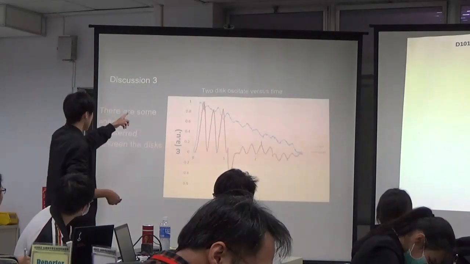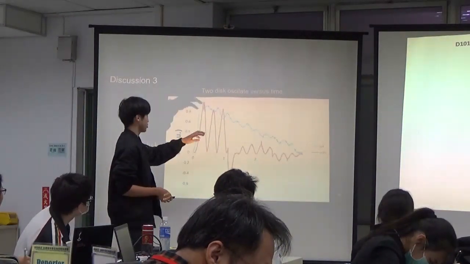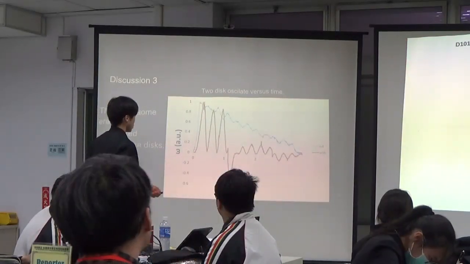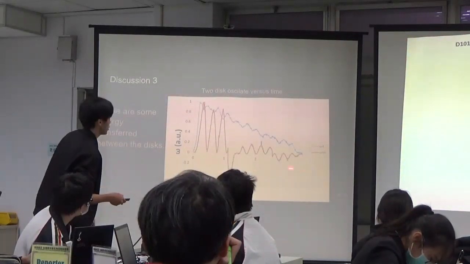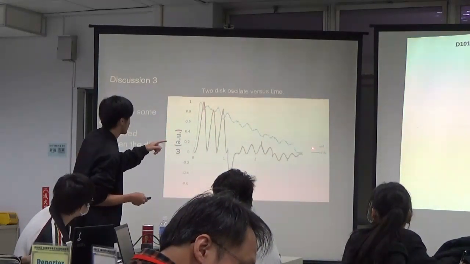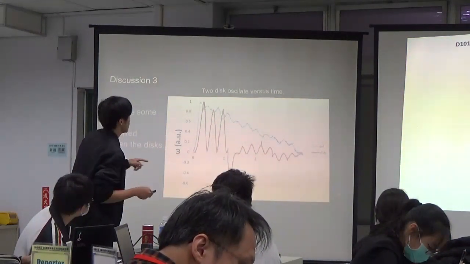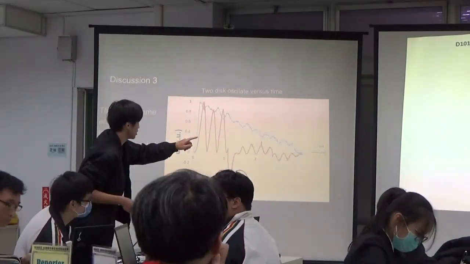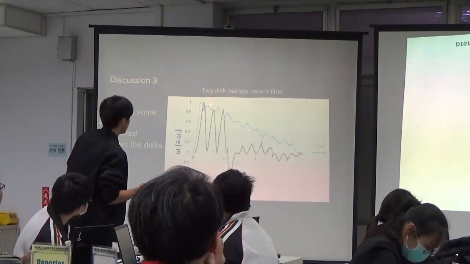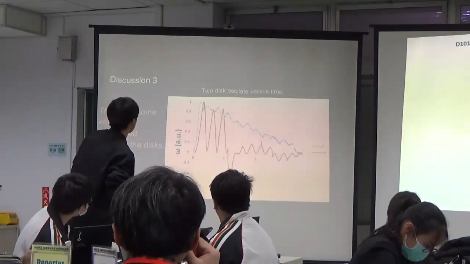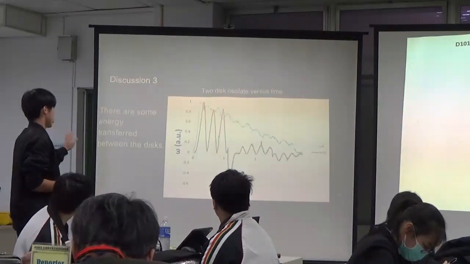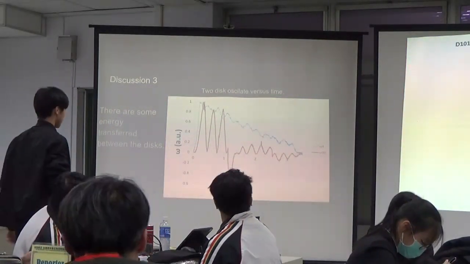So in discussion 3, here comes the oscillation within 2 discs versus time. When the angular speed of the wheel which has 4 magnets is at the downhill, the angular speed of the wheel which has 60 magnets is at high hill. So at high hill, downhill, high hill, downhill. So we can say that there's some energy transfer between the 2 discs.